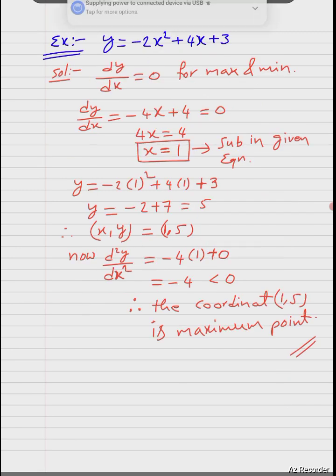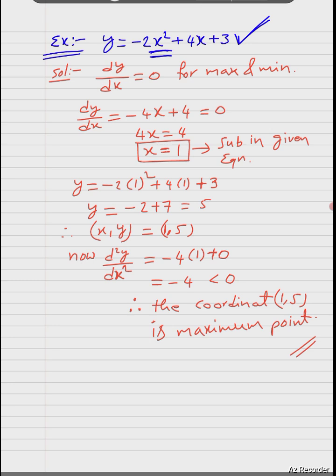Now look at one example. y is equal to minus 2x² plus 4x plus 3. This is what I am talking about. If you are given a function like this, can you find at what value of x, y is maximum, and at what value of x y is minimum? Can you say that? Simply by looking at this equation we cannot know. So this is where our maxima minima concept is helpful.